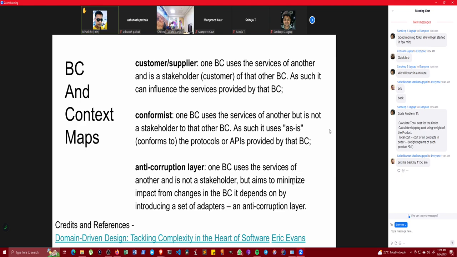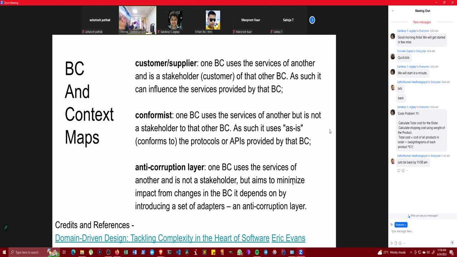Sandeep and Satish, correct me if I'm wrong, okay? Conformist is the case where one team is going to conform to and support the other team. Meaning, if a team keeps making changes, the other team conforms to the change, changes its bounded context, and keeps catching up. And finally, the anti-corruption layer is the place where one team doesn't want its bounded context to get affected by changes in another bounded context, so it builds that anti-corruption layer to safeguard its bounded context.